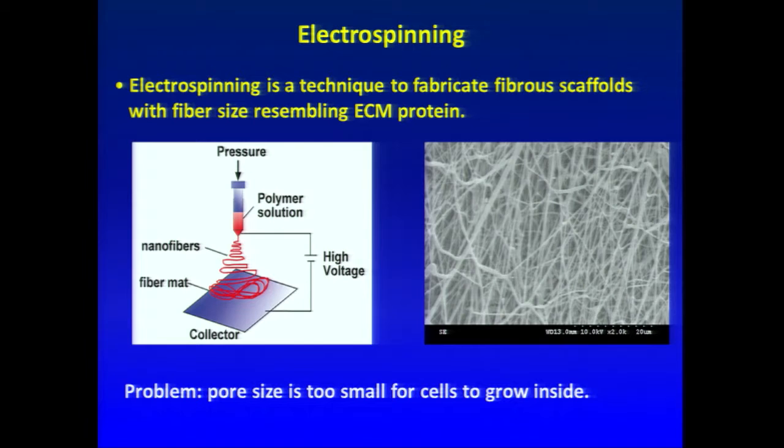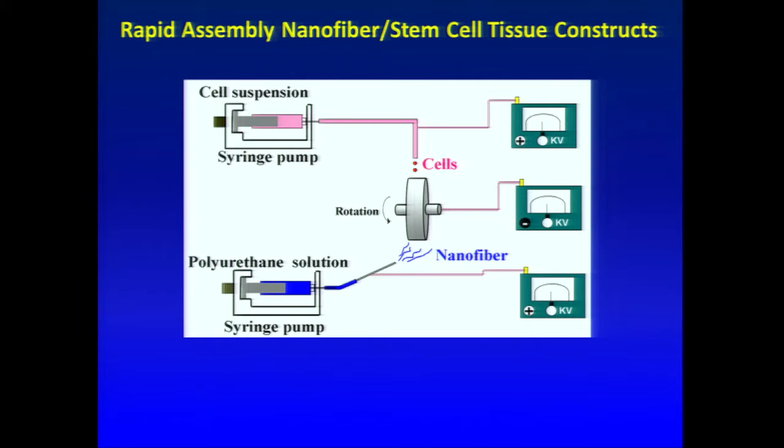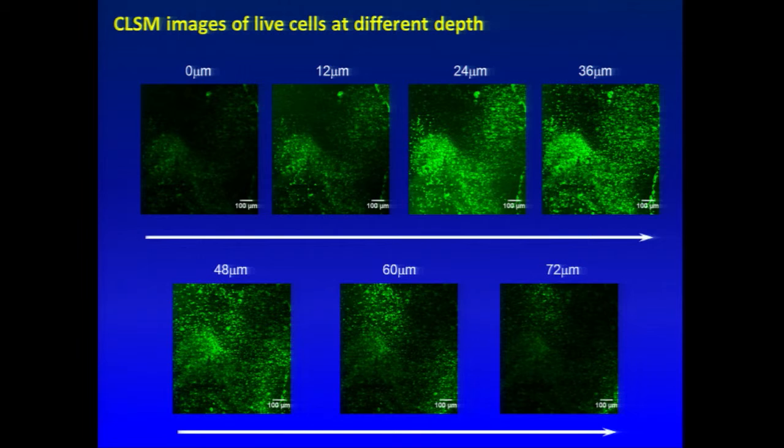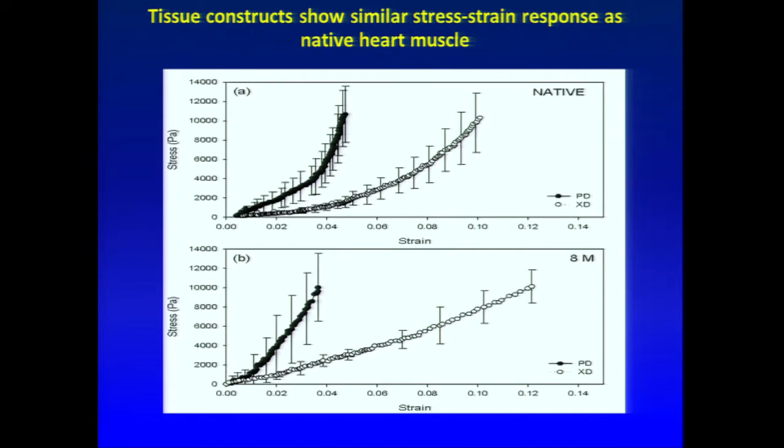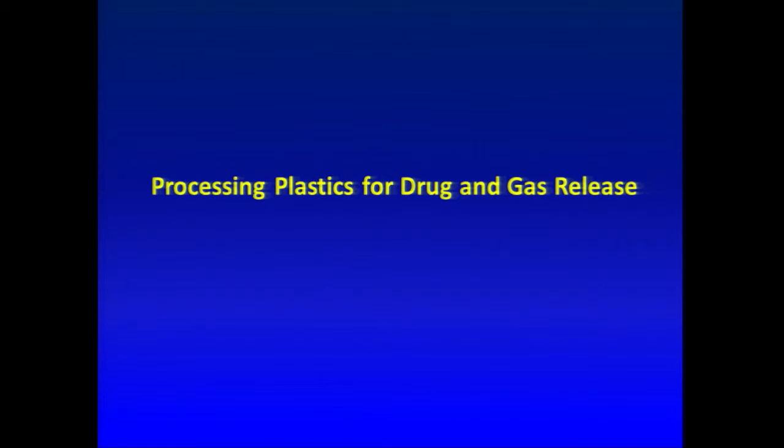Now we developed a technique where we use the electrical field to make nanofibers, and at the same time, we let the cells spray under high voltage into the nanofibers. This way, when we make nanofibers, we mix them with cells together. This is pretty quick. After only 45 minutes, we can make a tissue construct with 200 micron thickness. If you look at the live cells over here, you can see the live cells along the thickness direction. If we do mechanical tests, we find that our tissue constructs have the same mechanical properties as native pig heart tissue. So basically, we can use the fiber scaffold to mimic the mechanical properties of native heart tissue.